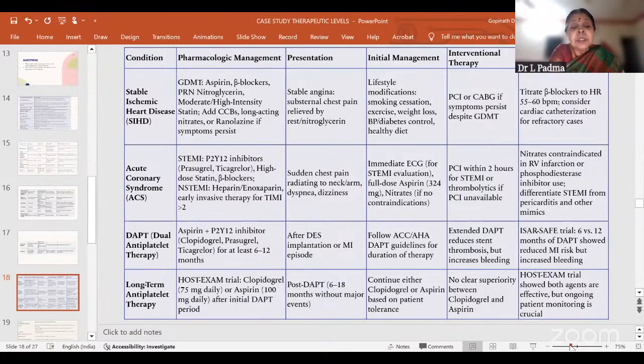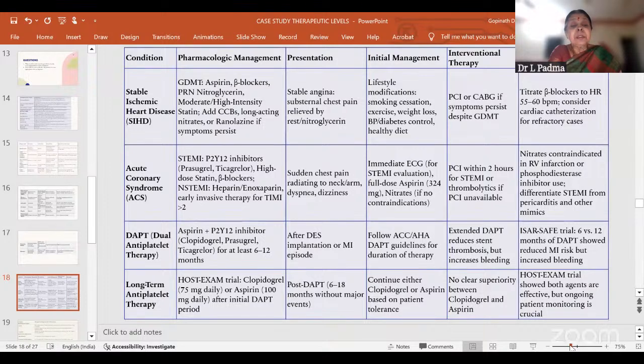Beta blockers, in acute coronary syndrome, we are supposed to use a very low dose if the heart rate is above 100 or more. In non-STEMI, we use mainly heparin or enoxaparin, and early invasive therapy for TIMI greater than 2. Okay. So these are the ones.